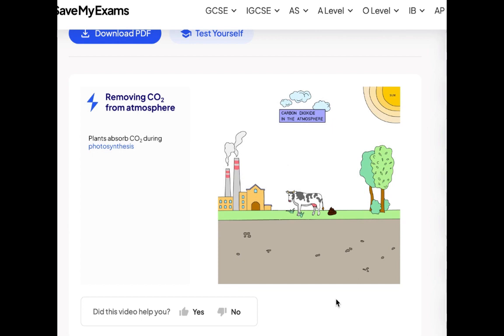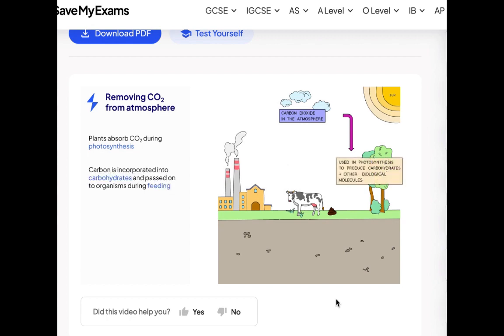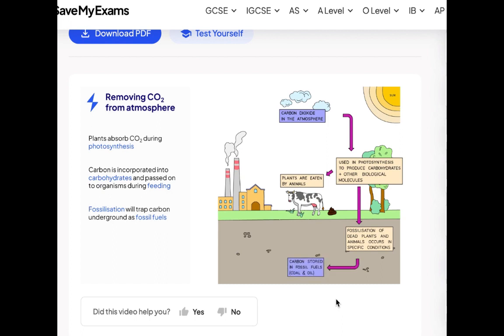Carbon is removed from the atmosphere when it is absorbed as carbon dioxide by plants. Remember that carbon dioxide is a requirement for photosynthesis to occur. The carbon will form part of the carbohydrates that are produced during photosynthesis. From here, it is passed on to other organisms in the food chain by feeding. Another process that will store carbon underground is fossilization, which occurs when plants and animals die in conditions where decomposition cannot occur. The carbon in their bodies will be converted into fossil fuels such as coal and oil.